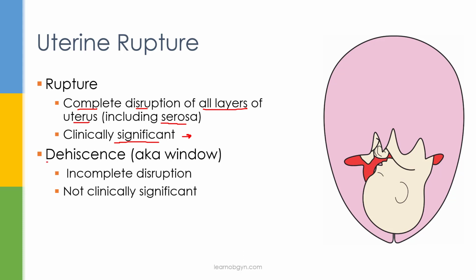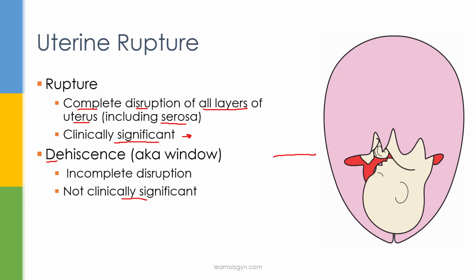A dehiscence is similar to a rupture, but it may not go through all the layers, and usually it's not as significant. Oftentimes we'll see a dehiscence only when you're doing your C-section for another reason, and then you'll say, oh, look at that, there's a small opening in the uterus. You may have never noticed it if that patient never required a C-section.